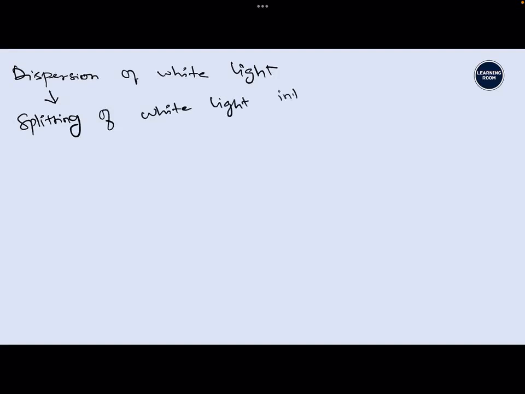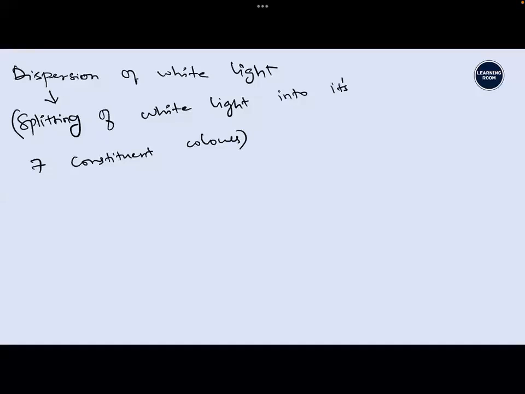Next is the concept of dispersion of white light. So you know that a prism exhibits the property of dispersion. So what do you mean by dispersion? Dispersion is splitting of white light into its 7 constituent colors. So splitting of white light into its 7 constituent colors is what is called dispersion of white light. Is that clear?